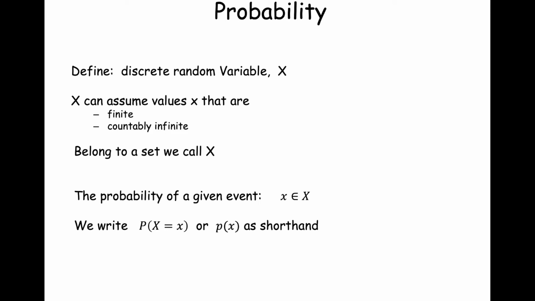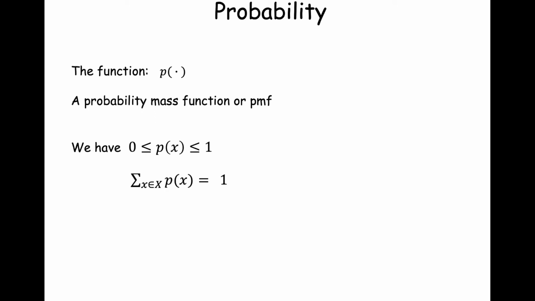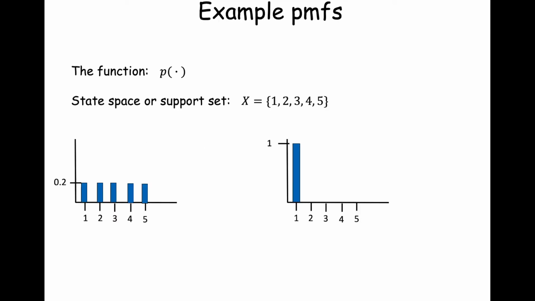We can also write this in functional form, P of x, and we use that as shorthand for saying random variable big X takes on value little x. And so this function P, our probability, is called a probability mass function, or PMF. And so this PMF has a range on the closed interval between 0 and 1. And it just so happens, the law of total probability says, if you add up the probabilities of all of those discrete values your random variable can take on, that's equal to 1.